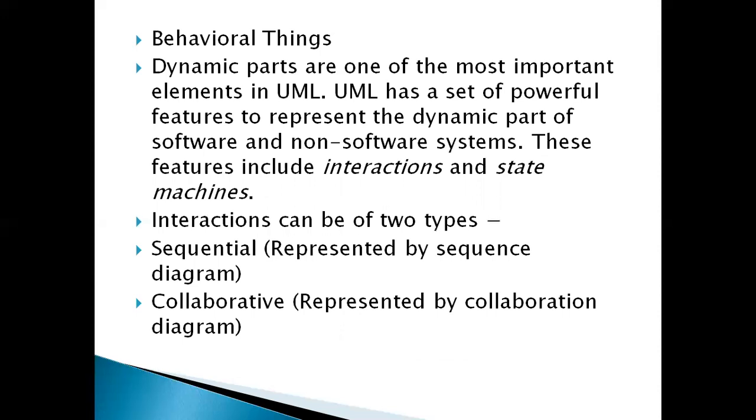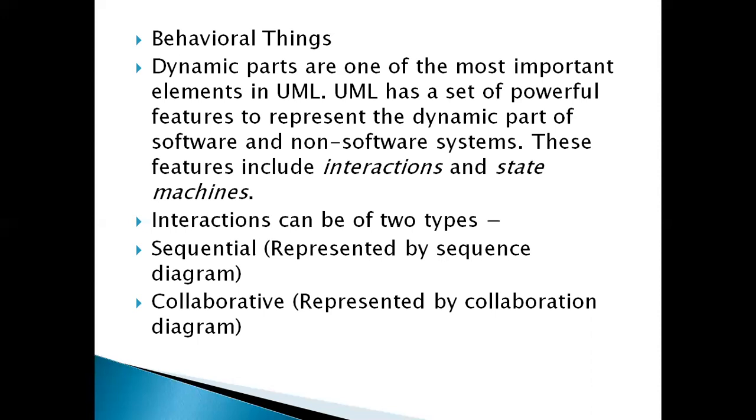Behavioral things. Dynamic parts are the most important elements in UML. UML has a set of powerful features to represent the dynamic part of software and non-software systems. These features include interaction and state machine. What is interaction? Interaction can be of two types: sequential and collaborative. Sequential represents the sequence diagram. Collaborative represents what?